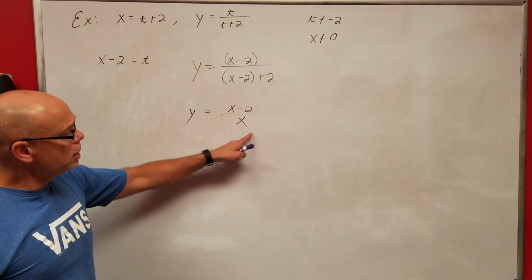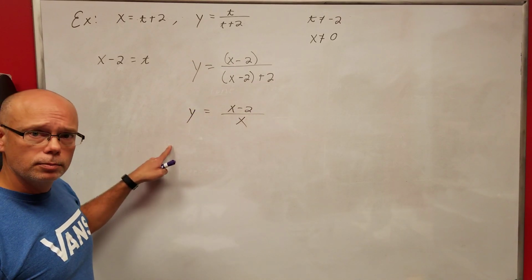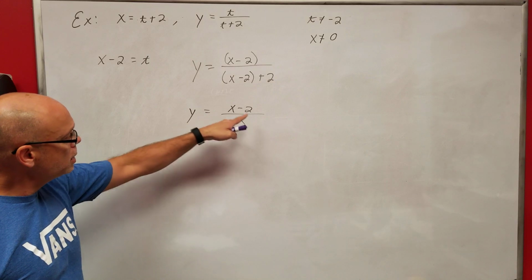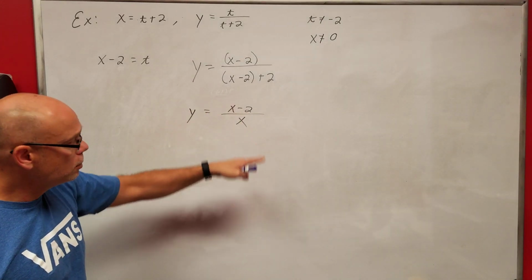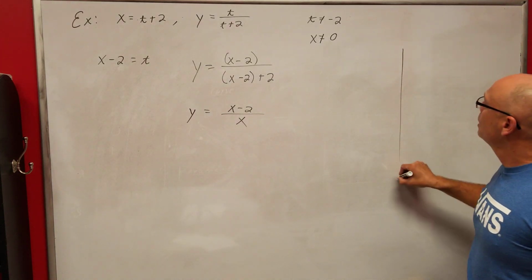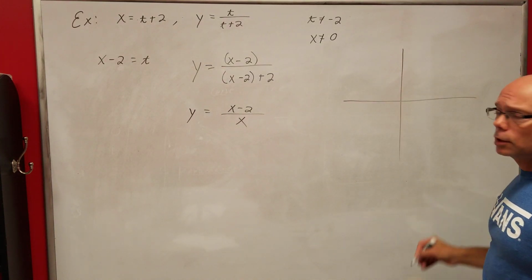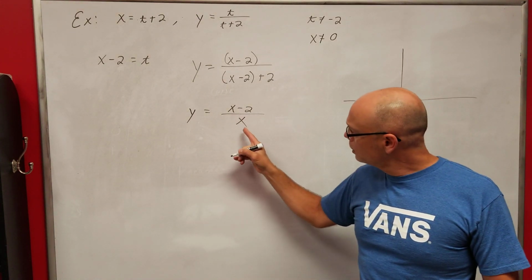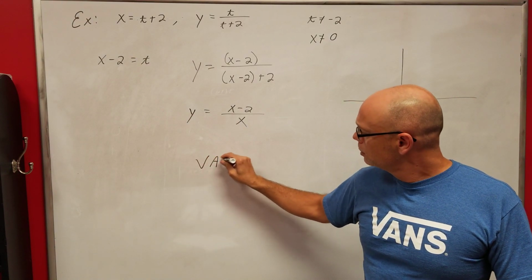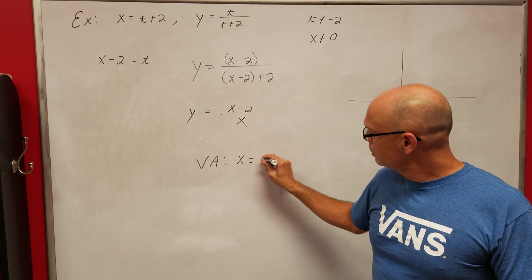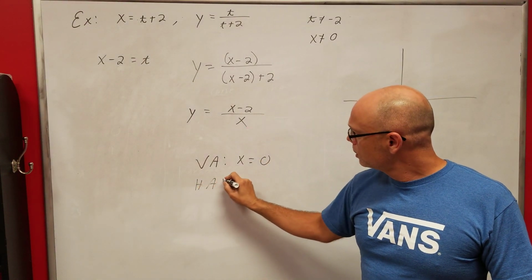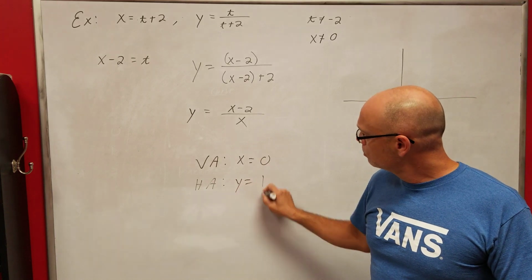All right, now let's go ahead and graph this equation. We got it in terms of x's and y's. Let's graph this equation. We know that's a rational function, right? What else do we know about that rational function there? We know that it has a vertical asymptote at x is equal to 0, right? We know we have a horizontal asymptote when y is equal to 1.